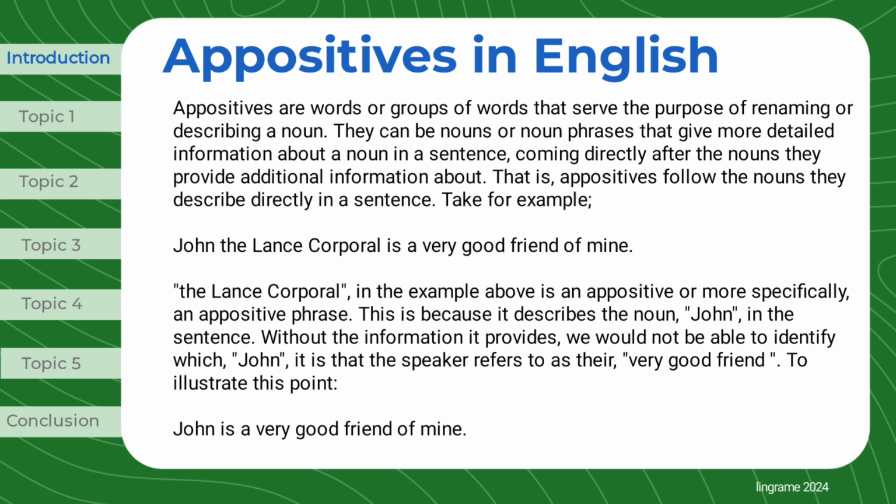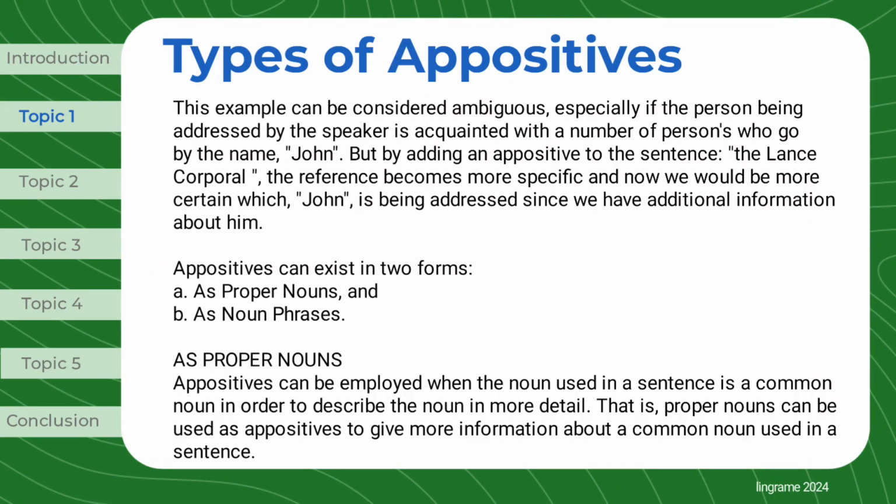To illustrate this point, John is a very good friend of mine. This example can be considered ambiguous, especially if the person being addressed by the speaker is acquainted with a number of persons who go by the name John. But by adding an appositive to the sentence, the Lance Corporal, the reference becomes more specific, and now we would be more certain which John is being addressed since we have additional information about him.